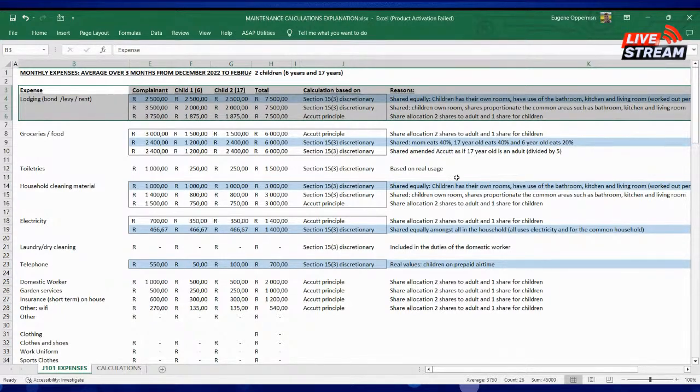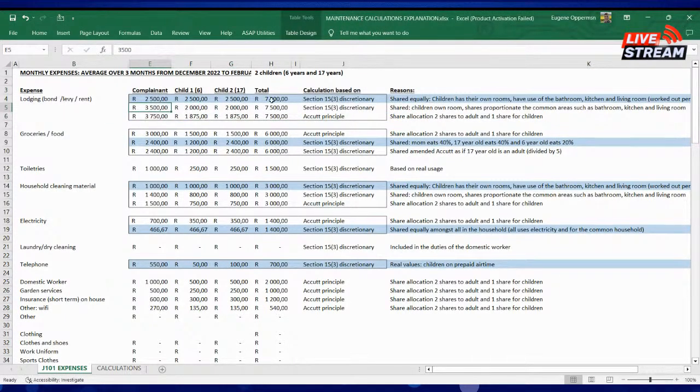Let me explain what I mean by that. Say, for instance, we have the total amount of lodging for 7,500 Rand. Remember now, that's for a mom and then 2 children, ages 6 and 17. So now we all know, and we've learned that from the previous webinar, that South Africa has a discretionary system.